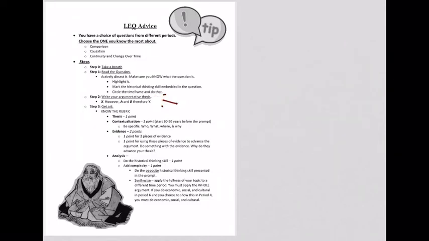Okay? Number 6, get to know the rubric. You've got to know the rubric. Remember, thesis, you get 1 point. Contextualization, starting 30 to 50 years before the prompt. Be specific. Who, what, where, and why.